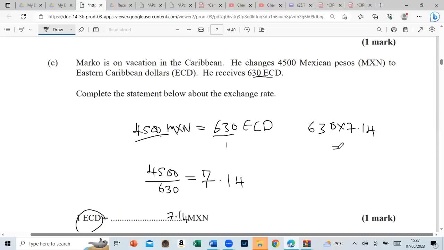It's crazy, man. It's crazy. Not Jamaica money, though. Jamaica money has got it. Yeah, so this works out to approximately 4,498. Just off by a little bit.